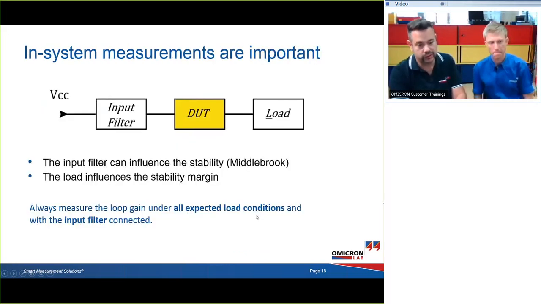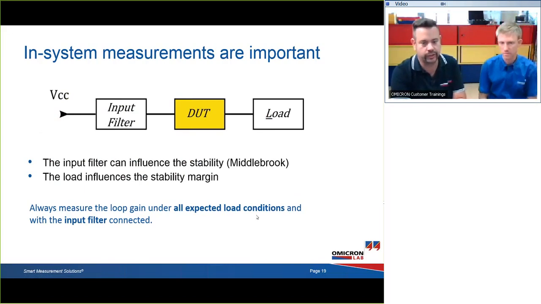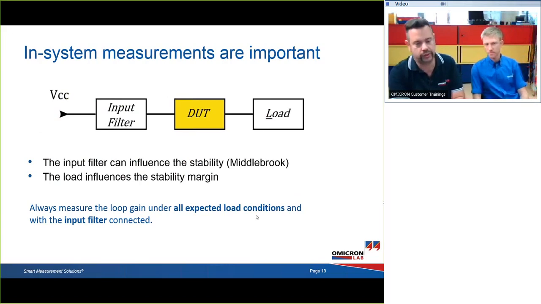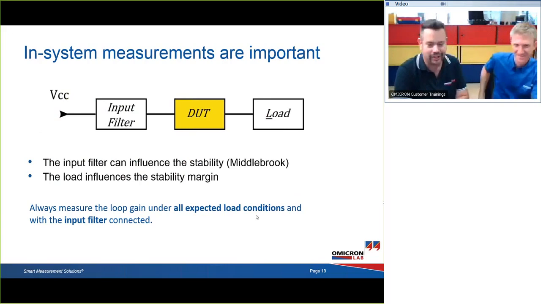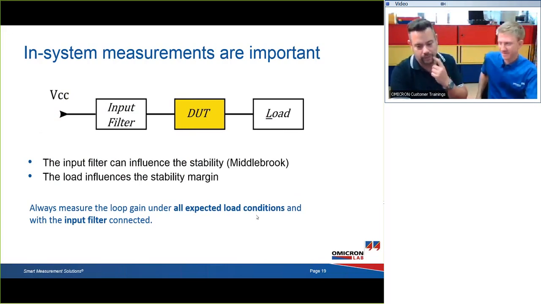So one thing which already was mentioned a little bit earlier is that we have to do in-system measurements. So if you want to make sure that your device is stable, you need to connect it to its input filter, that it will be connected to afterwards during operation, and that you connect it to the right load. But usually load is not constant, otherwise the regulator design would possibly be even simpler. So loads will change, and as a result, you should measure at all expected load conditions and possibly also at various temperatures just to make sure that your design is stable.